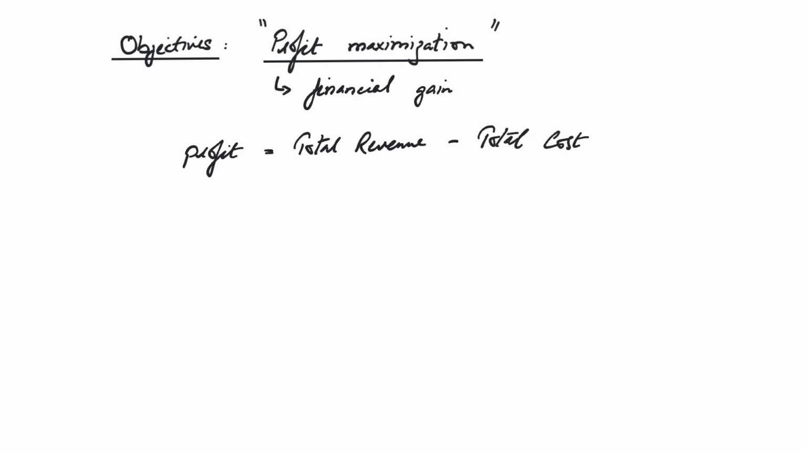Profit is simply you take your total revenue and you subtract total cost from it. Now, don't forget that revenue you calculated from price into quantity, and total cost you calculated from fixed plus variable cost, right? So don't forget how you are actually calculating this.